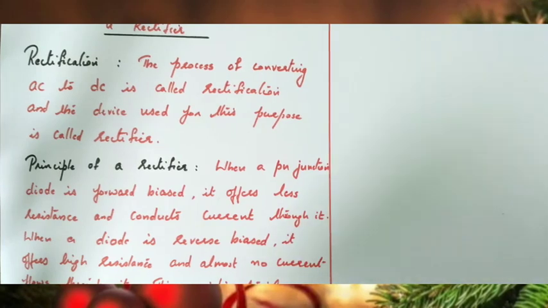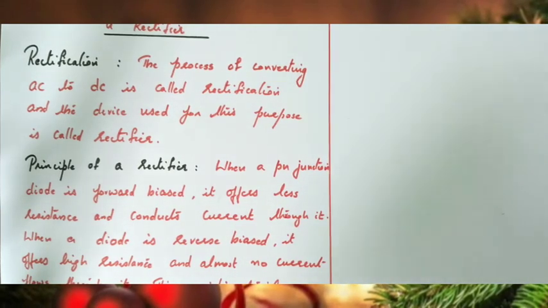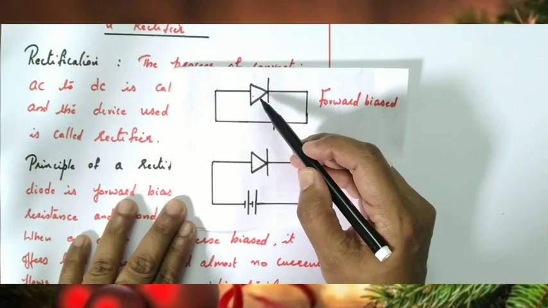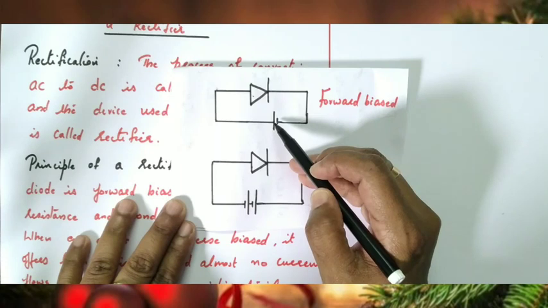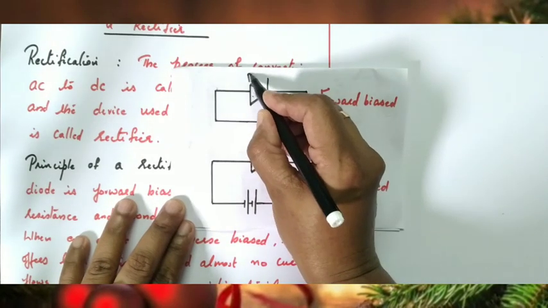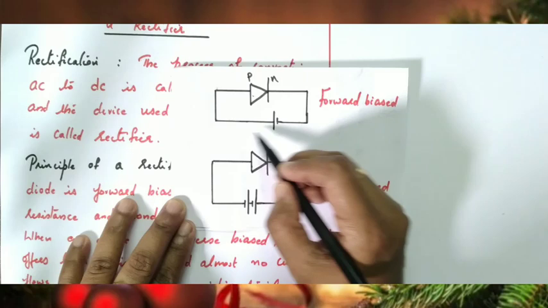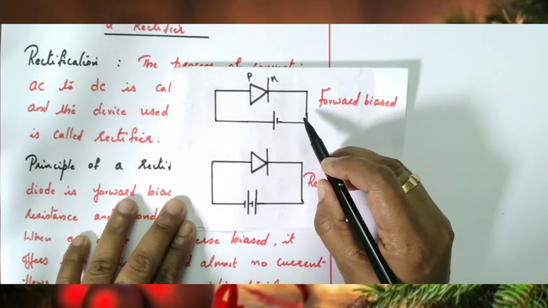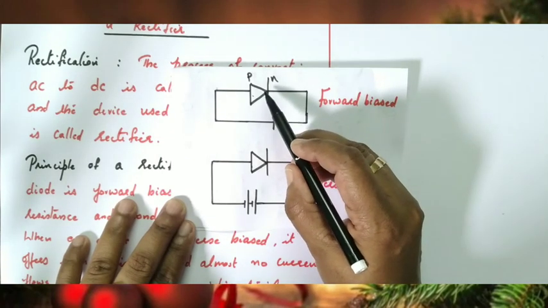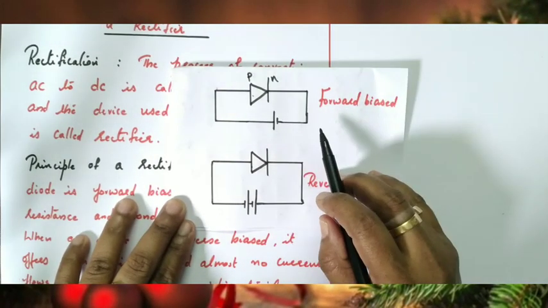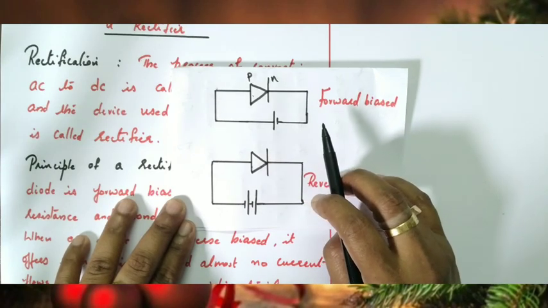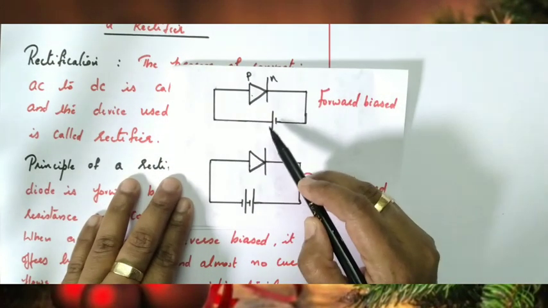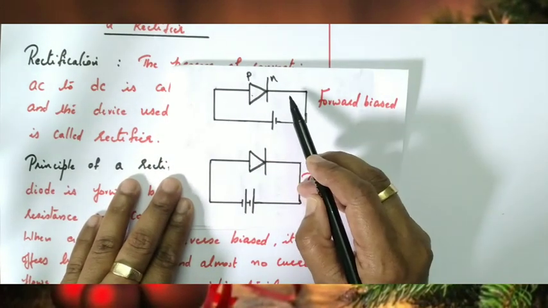Now we know what is forward biasing and what is reverse biasing. Forward biasing means the P region, the P-type semiconductor, of the diode is connected to the positive terminal of the battery, and the N region, this one, is connected to the negative. If P is connected to positive and N is connected to negative, that is called forward biased. During forward bias, the junction resistance is less and the PN junction diode conducts current easily. So during forward biasing, P is connected to positive and N to negative, and it conducts current.